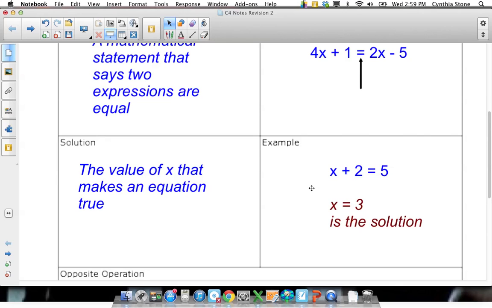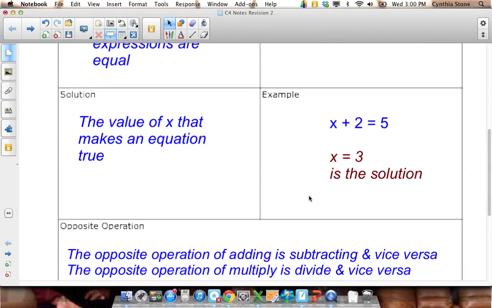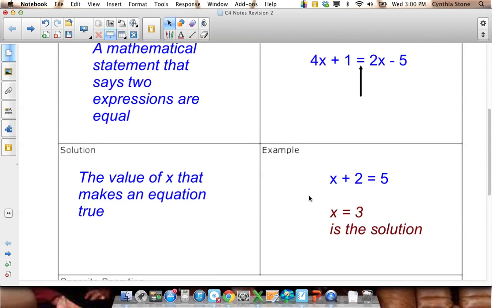And this is the very simplest example: x, some number, plus 2 equals 5. So what makes that true? Well, if x is equal to 3, then that statement is true. Therefore, x equals 3 is the solution. So that's when I say solution. That's most often the language we use.